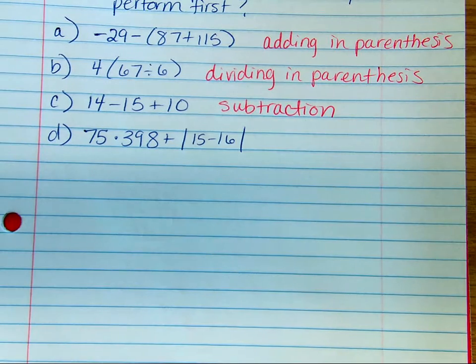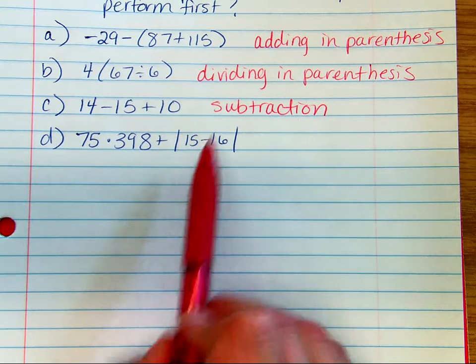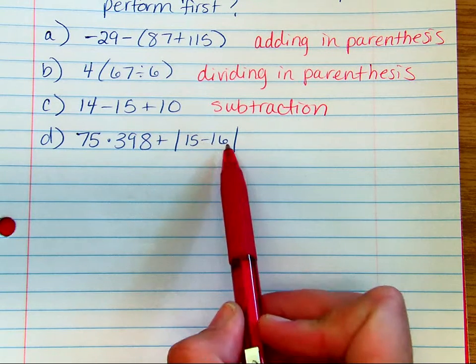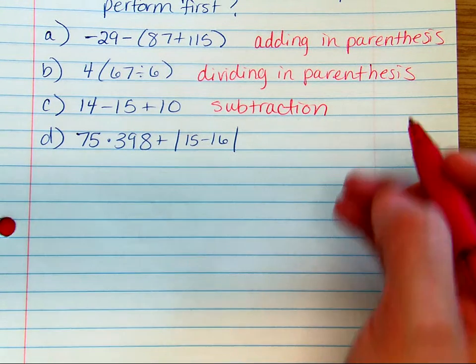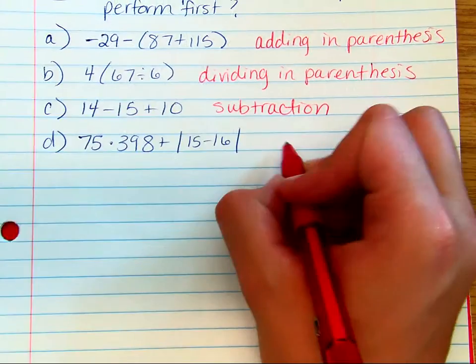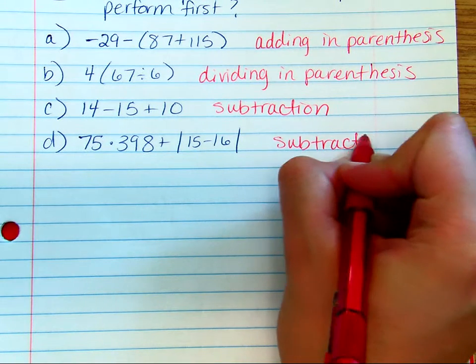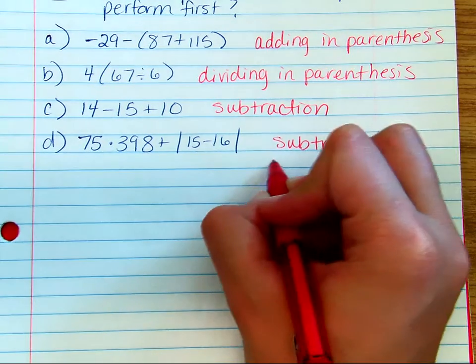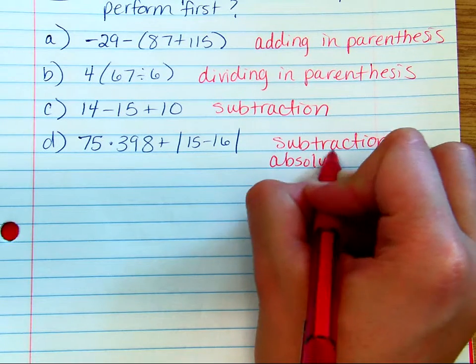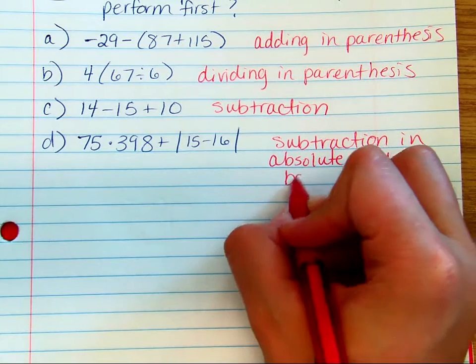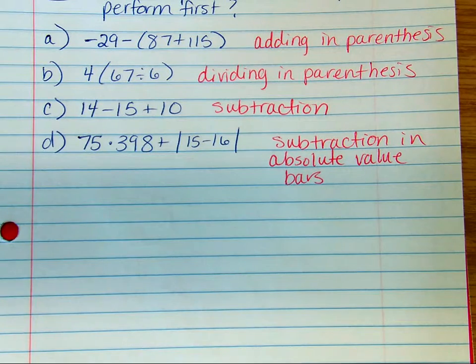Lastly, part D, I see I have absolute value bars here, which we talked about are a type of grouping symbol, or parentheses, kind of. So that's what I would do first. I would do the 15 minus 6 inside the absolute value bars. So I'd do the subtraction in the absolute value bars. And we are done.